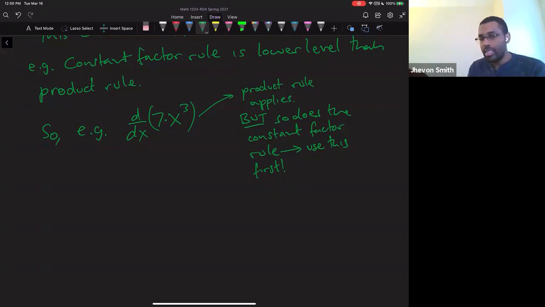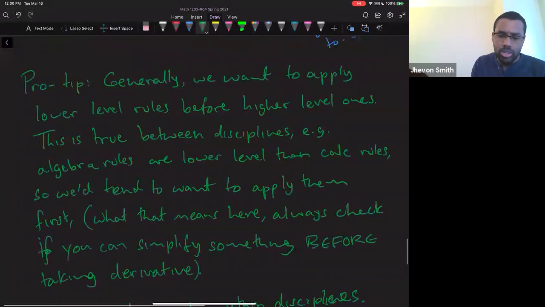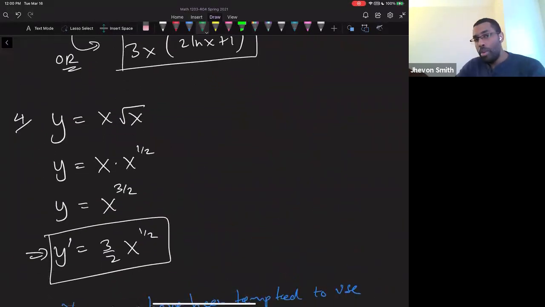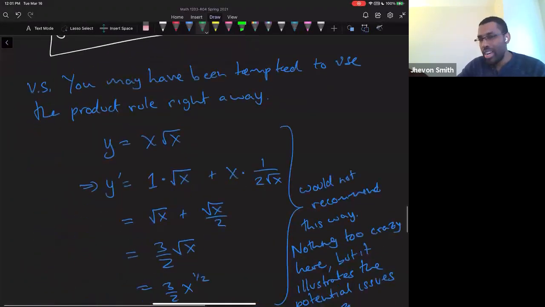So you always want to just glance at something. What is the lowest level rule that I can get away with here? Yes, it's a product of functions. Technically, the product rule applies. But also, one of them is a constant. I have something that's lower level than a product rule to apply to the situation. I should apply that first. That's just something I would say in general. For this one, yes, a lot of people would mindlessly jump in via the product rule, and it's not wrong. You can get the right answer. And for this particular example, it's not totally so crazy.